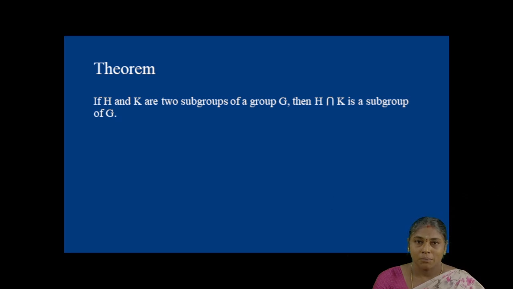Now comes a theorem. If we are given two subgroups H and K of G, then H intersection K also forms a subgroup of G. So it means the intersection of two subgroups is also a subgroup of G.